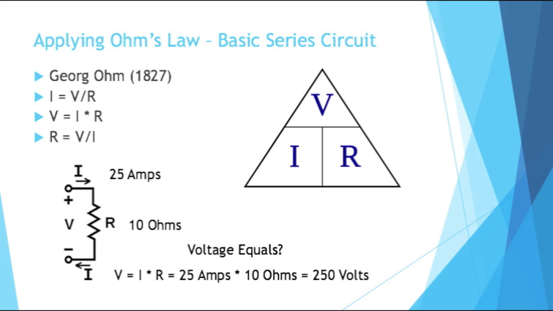So look at the picture in the bottom left. The total current of the circuit is 25 amps. There's one resistor that has 10 ohms of resistance. So what would the voltage of the circuit be? If you measured across the positive and negative nodes, what would be the voltage of the total system? Well, because we know voltage equals current times resistance, thanks to Ohm's law, voltage would be 25 amps times 10 ohms, so 250 volts.